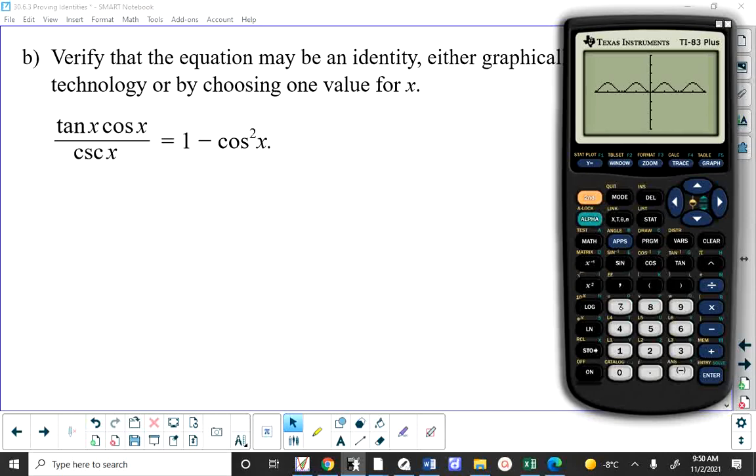Okay. So to verify it, we could go to our tables and see that the y1 and y2 are always equal. You could go to y2 and change it to the little bouncy ball by scrolling over to the left of the y and continuing to hit enter until you have that. And I'm doing this for a reason. Watch very carefully. Well, it's not doing it. That's interesting.